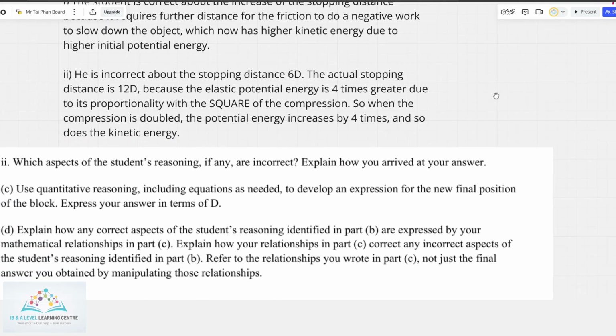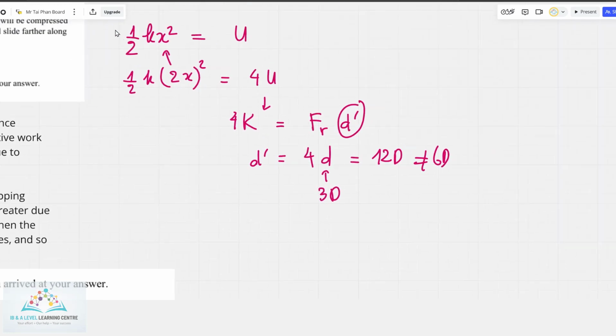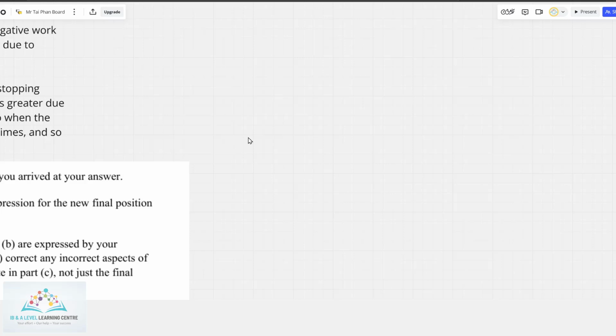Okay. Develop the equation for the new final position of the block here. So let me do that again with clearer writing, like the actual answer.